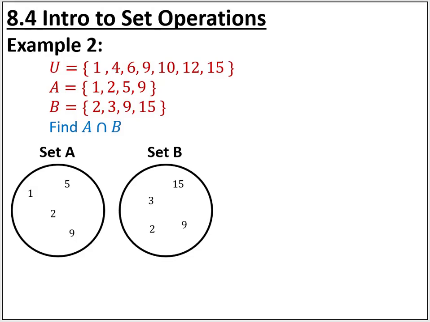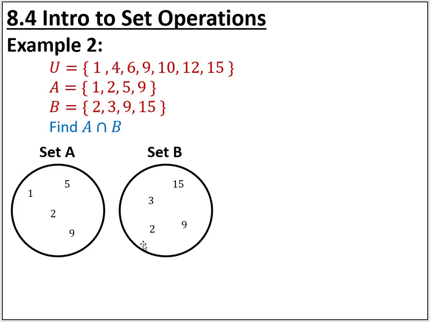So let's take a look at example 2 that we have in front of us. So I'm going to be using the same problem from example 1. So that means I'm going to be using the same universal set, same set A, and same set B. Now if you take a look at the question that you see in blue, it says find A intersecting with B. So you're going to find the intersection set between A and B. So between set A and set B.